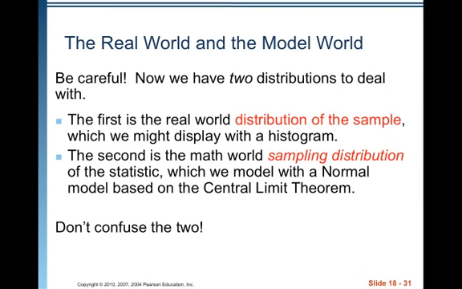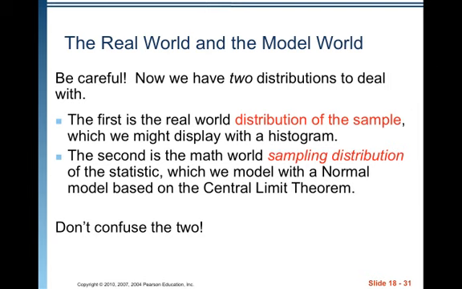The real world and the model world. Be careful. Now we have two distributions to deal with, and they sound very similar. The first is the real-world distribution of the sample, the actual data that we're examining, which we might display with a histogram. The second is the math world sampling distribution of the statistic, so of the p hat or of the y bar, which we model with the normal model based on the central limit theorem. Don't confuse the two.